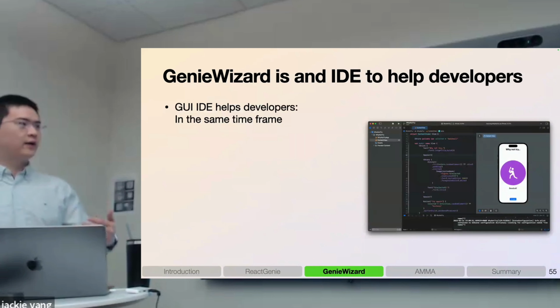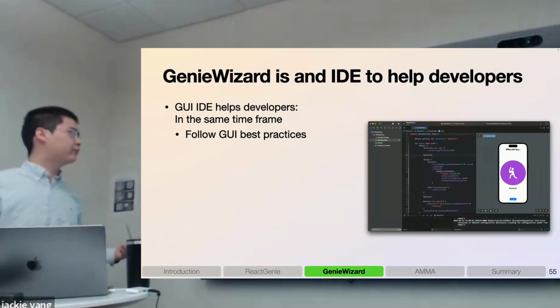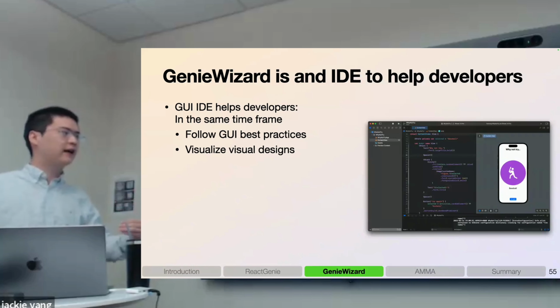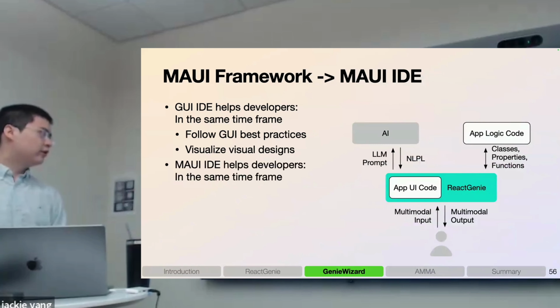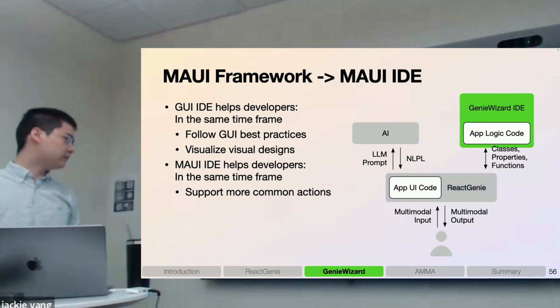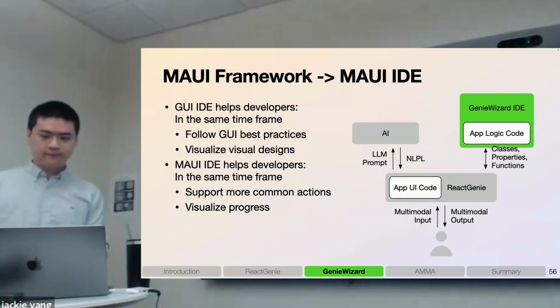The format we're helping developers in is an IDE, and we are heavily inspired by how GUI IDEs work. GUI IDEs help developers, in the same time frame, follow UI best practices and visualize their design changes, so they know how much they have done and how much they need to do to accomplish what they want. Similarly, the MAUI IDE wants to do a similar thing, where in the same time frame we help developers refine their app logic code so that they can support more common actions, and they can visualize their progress while they're implementing it.